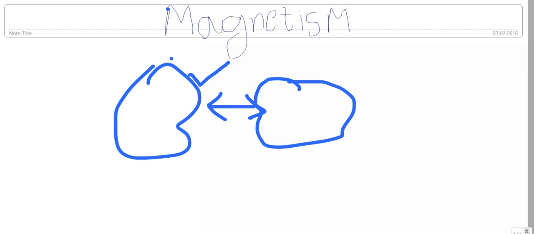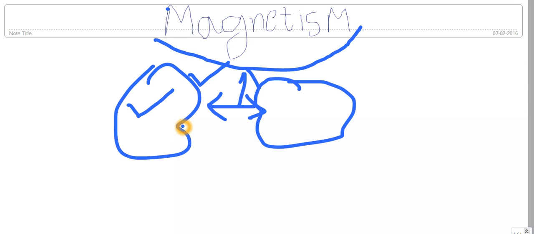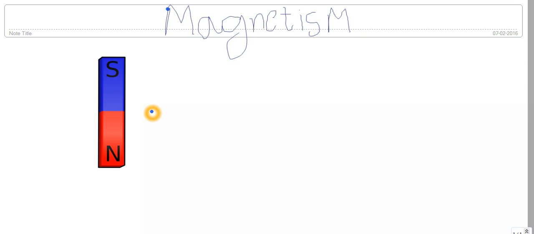And the property of magnetism exists in this type of material. So these materials are called magnets and that property is called magnetism. Now consider this magnet. Every magnet contains two poles, one south pole and one north pole. And how can we say that this is the south pole and this is the north pole? We'll see it in our future classes.